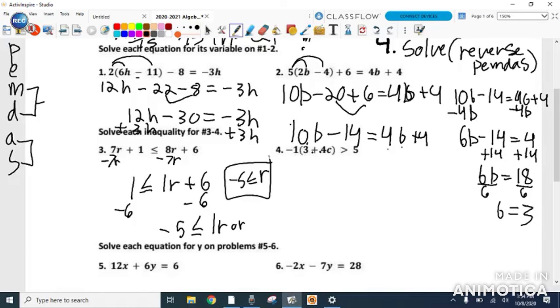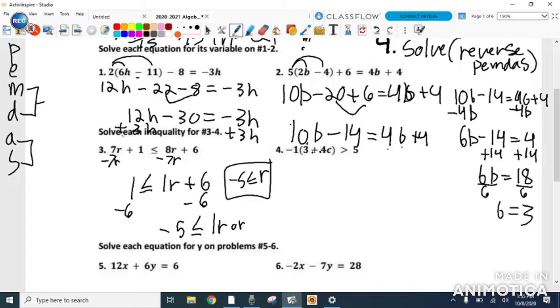Okay, I moved through that one a little fast. Remember, identify which one is the smaller of my two variables. In this case, it was 7r. So I'm going to move that from one side to the other by using the opposite operation. I did that. 8 minus 7 is going to give me 1r plus 6. And then my inequality symbol.